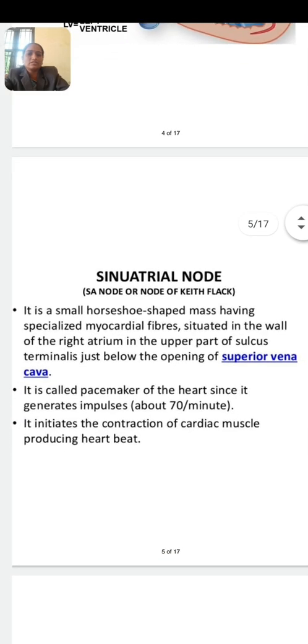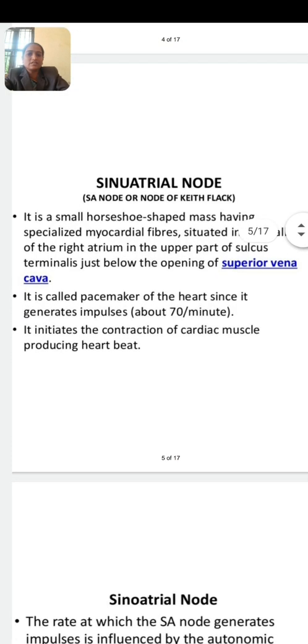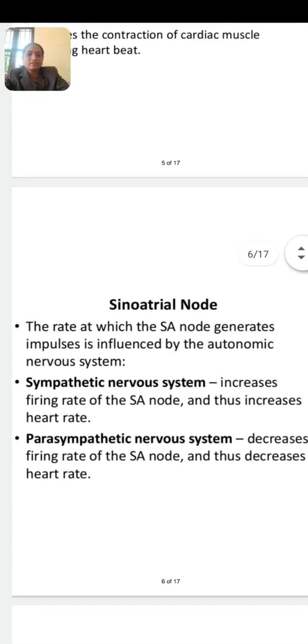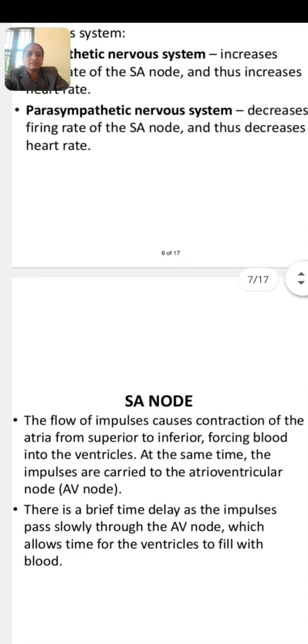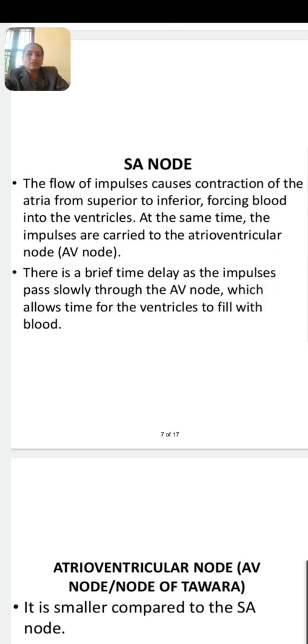Now the first structure is the SA node. It is the smallest structure. It is also known as the pacemaker of the heart, since it generates the impulses of contraction, at about 70 per minute. The flow of impulses causes the contraction of the atrium from superior to inferior, forcing blood into the ventricles.